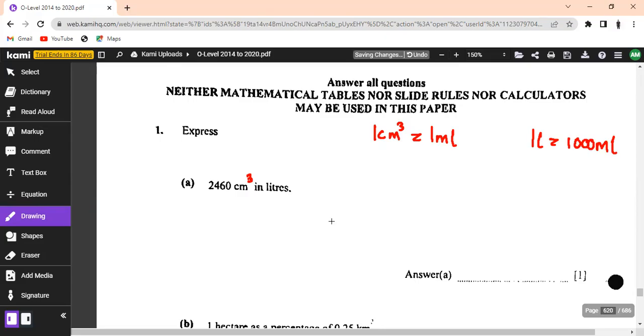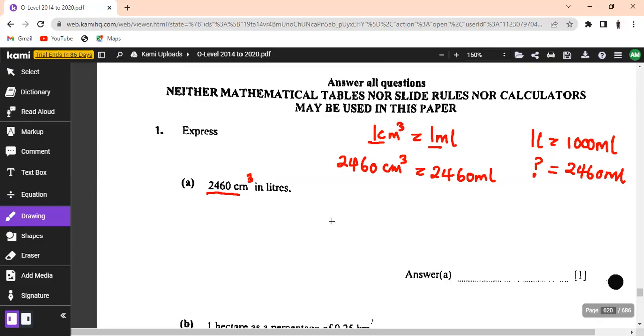Since a cubic centimeter is equal to 1 mil, then what about 2460? 2460 cubic centimeters is going to be equal to what? It's just going to be equal to 2460 mils, because this is just 1:1. Now we can convert these 2460 mils to liters. So what are you going to do? Definitely we have to divide. Okay, let's just do it stage by stage. Maybe I'm rushing here, so that we move together.